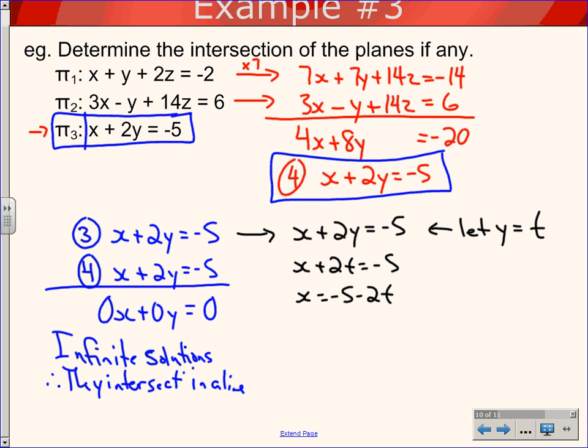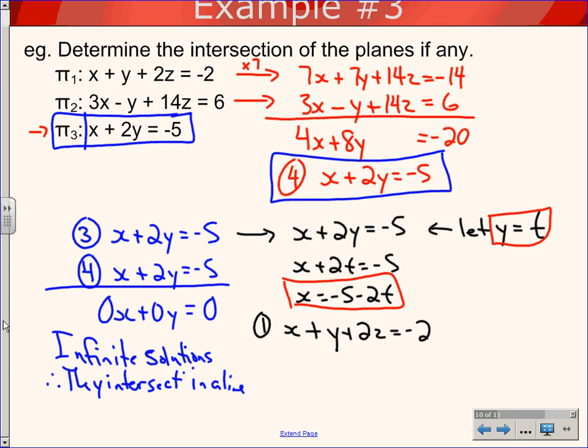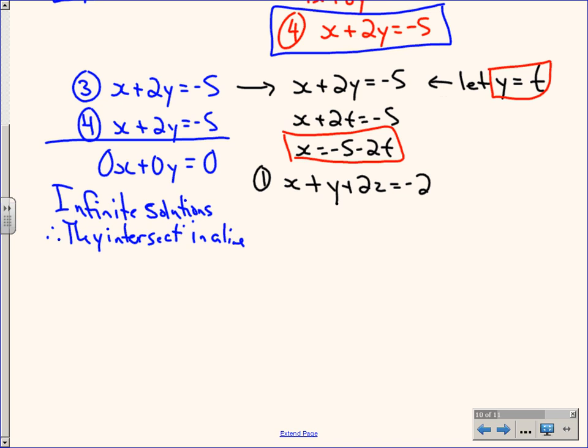I still need z. Right? I have x in terms of t, and I have y in terms of t. I also need z in terms of t. So if I come back up and grab equation number 1, it was x plus y plus 2z equals minus 2. And I'm going to sub in the value for y and the value for x with their parameters. So x is now minus 5 minus 2t. Y is just t. And there's our z.